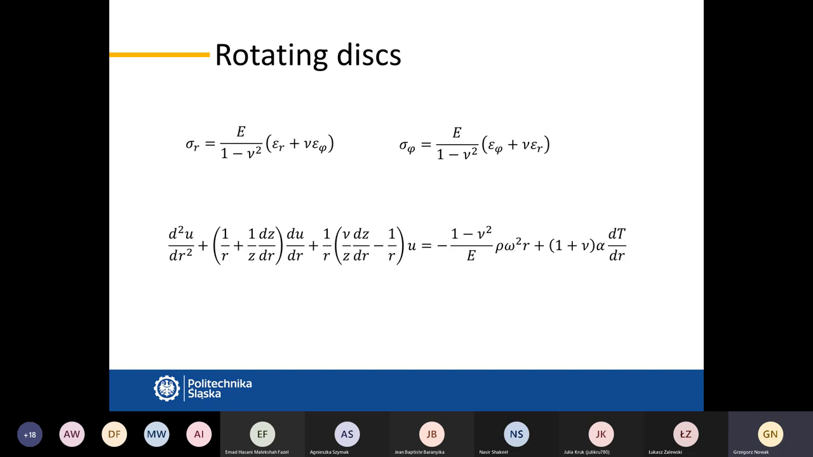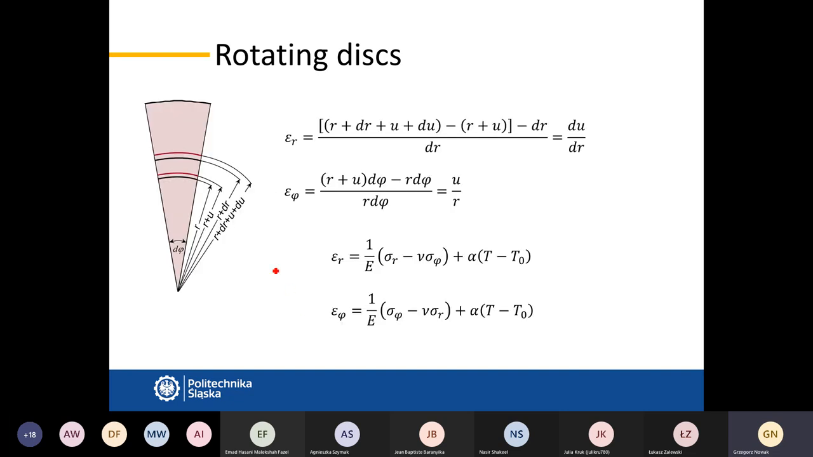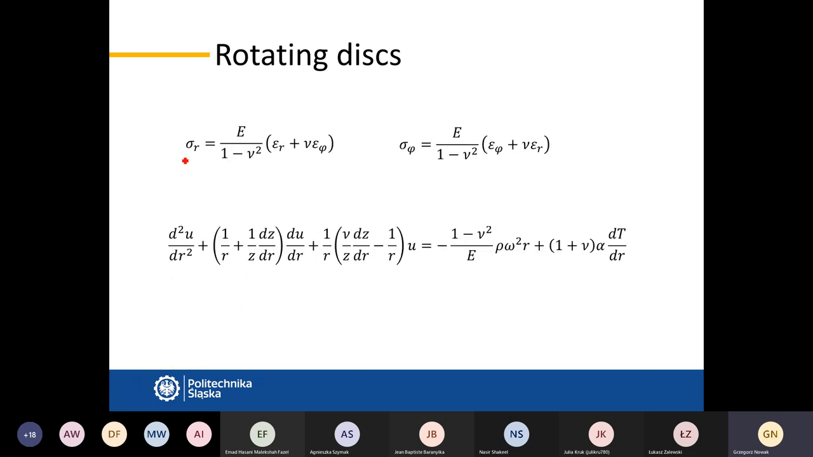Okay. So if we express the same story in the opposite direction, here we have epsilon as a function of sigma. Now we have sigma as a function of epsilon. And the same equation written for the displacements. You see that it's not very user friendly. It's again a second order differential equation, similar to the one we discussed for the shells. The problem is that we have here a derivative of z over r. So this is quite difficult, because if the factor is quite complex, you have a function here, the equation is very hard to be solved, and usually requires quite advanced approach.